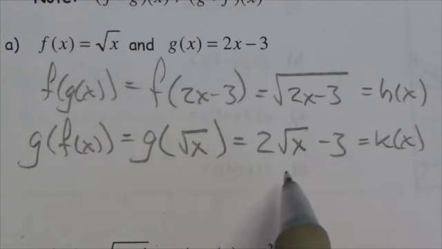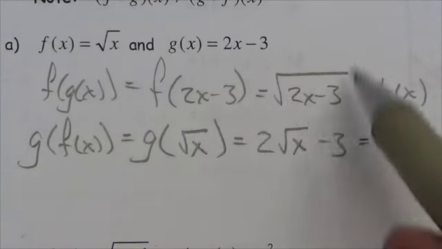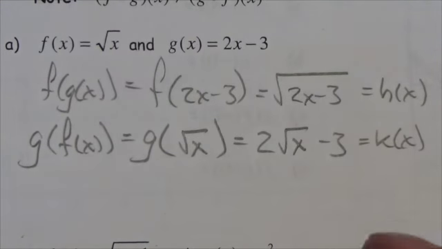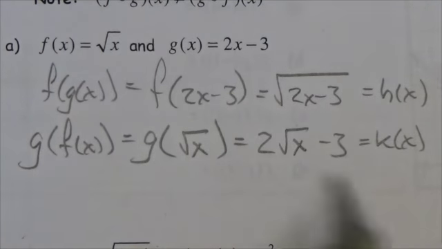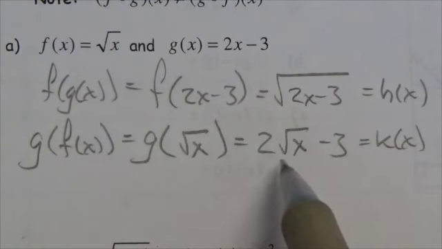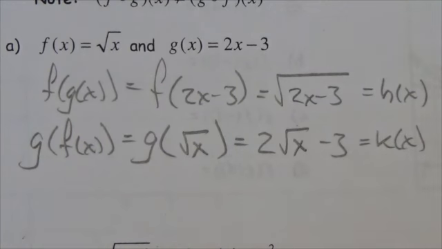Now notice, again, that depending on the order, you get a different result here. So f of g of x is the square root of 2x minus 3, whereas g of f of x is 2 root x minus 3.